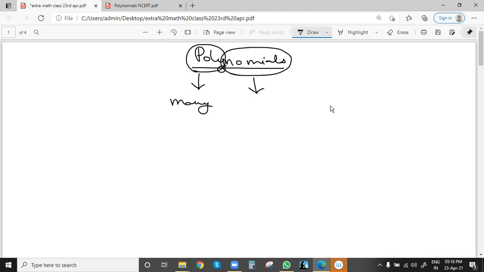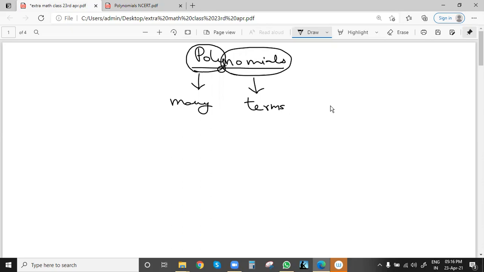So quickly, polynomials basics. Poly means many, and nomial means terms. So it has many terms. A polynomial is an expression which has one or more terms. This is the basic understanding of polynomials: many terms.